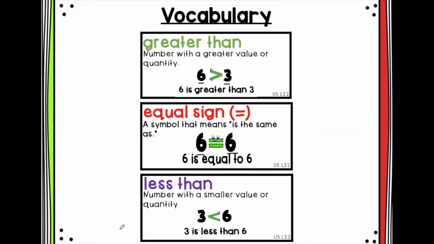The next symbol is called the less than symbol, and it points to the number with a smaller value or quantity. So once again, one of the tricks that you can think of is that the alligator eats the bigger number. 6 is bigger than 3, but the point of the arrow also points to the smaller number, which is 3. So 3 is less than 6.